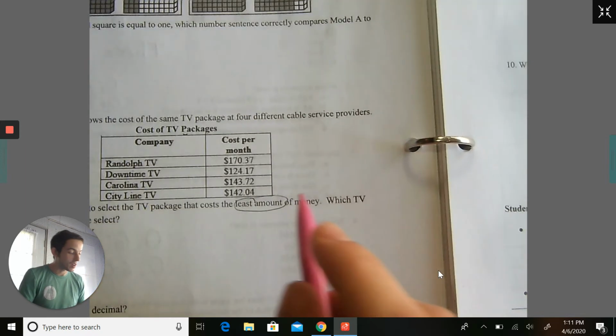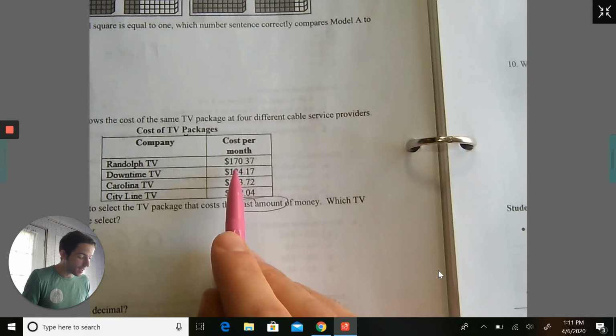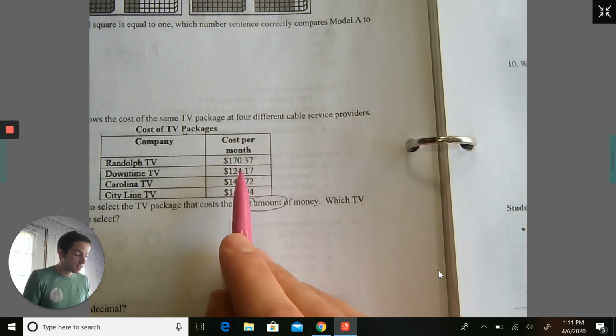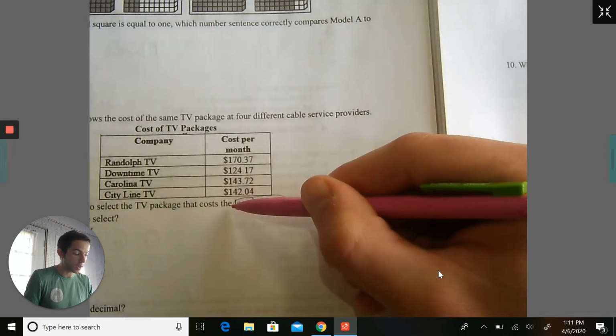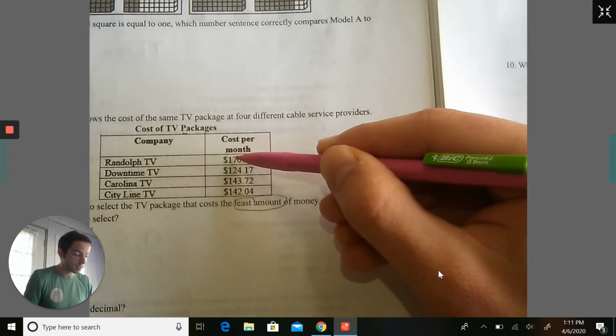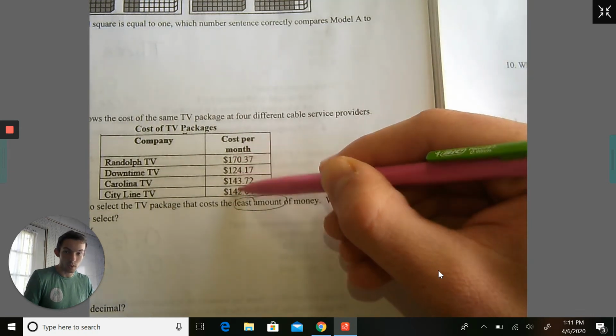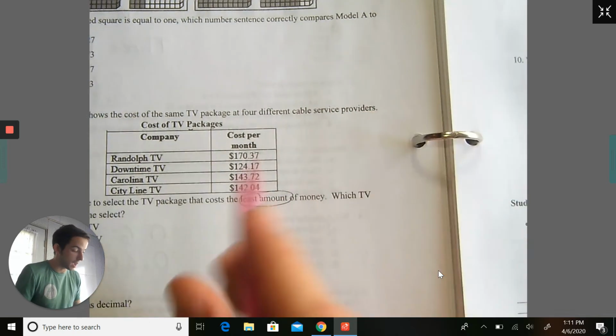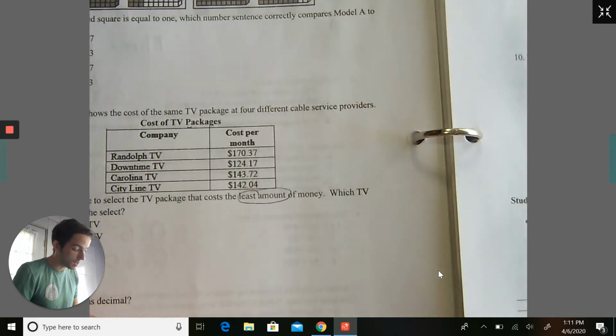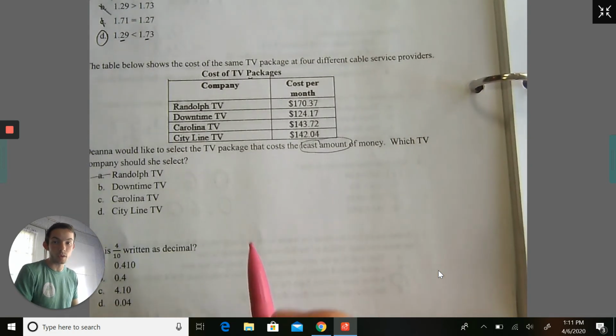Okay, so here we see that this is the highest amount. Why? Because after I've looked at my hundreds place, I looked at my tens. 7 is greater than the rest. So 170 is the most expensive package. So it cannot be Randolph TV. So we might mark that one off.